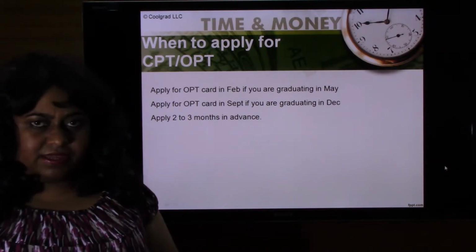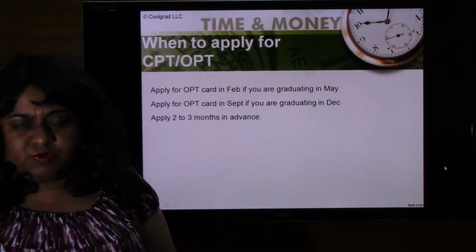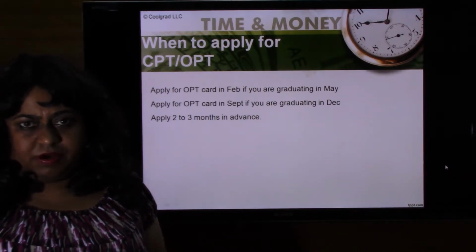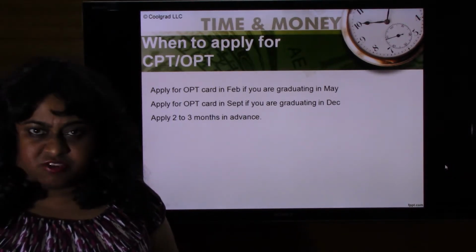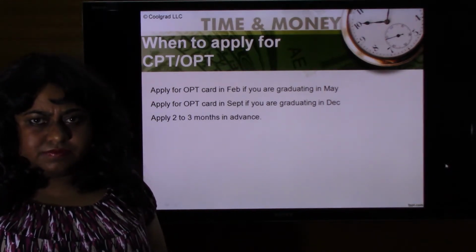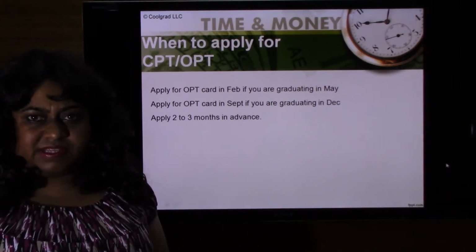And if you're graduating in fall semester, like if you're graduating in December, remember to apply for your OPT card by September or October. Remember to apply, nobody is going to remind you. The International Student Services is not going to come and remind you. So apply 2 to 3 months in advance.